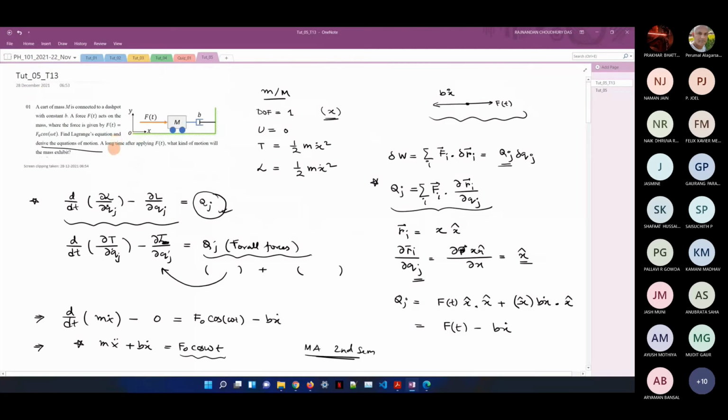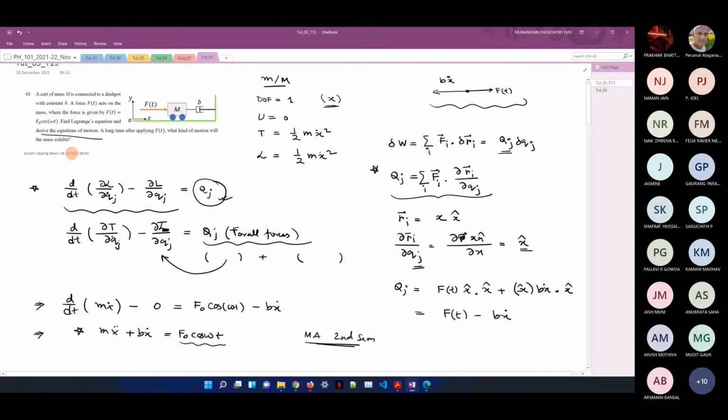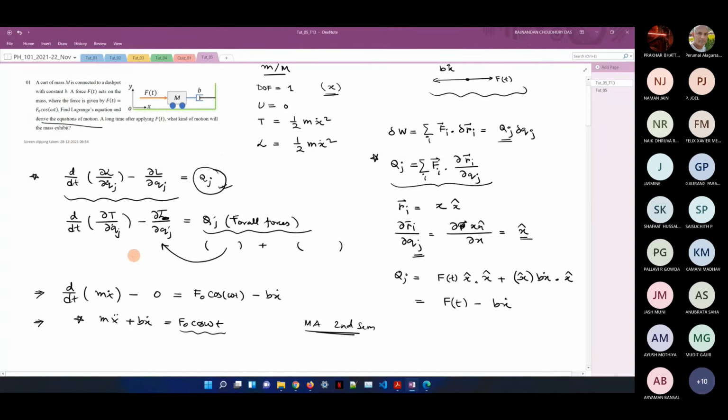It's asking what kind of motion this mass will exhibit after a long time. So after a long time, this system will go to steady state. In steady state your velocity will become zero. So this equation will reduce, in steady state, to something simple like this. Now you know how to solve this equation, right? This is m x double dot is equal to some cos omega t.